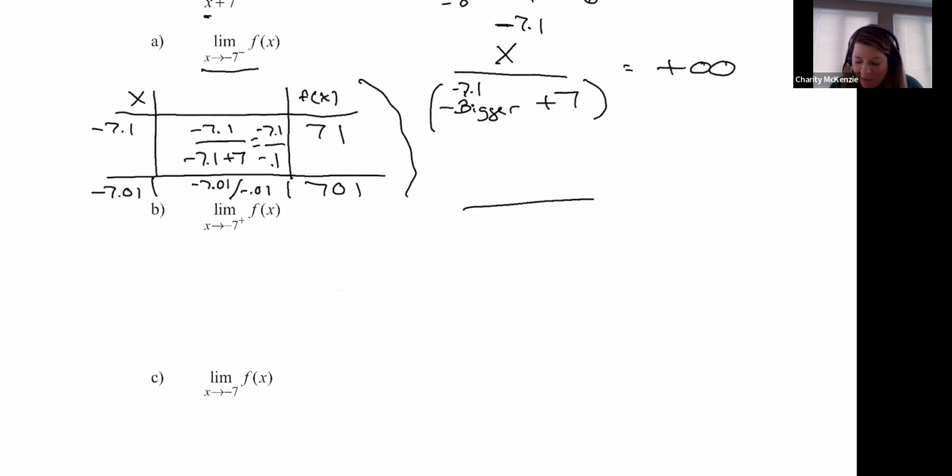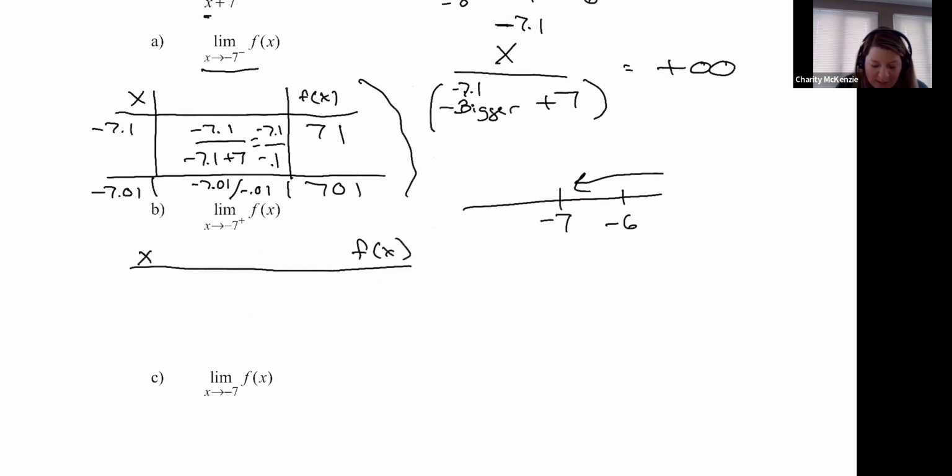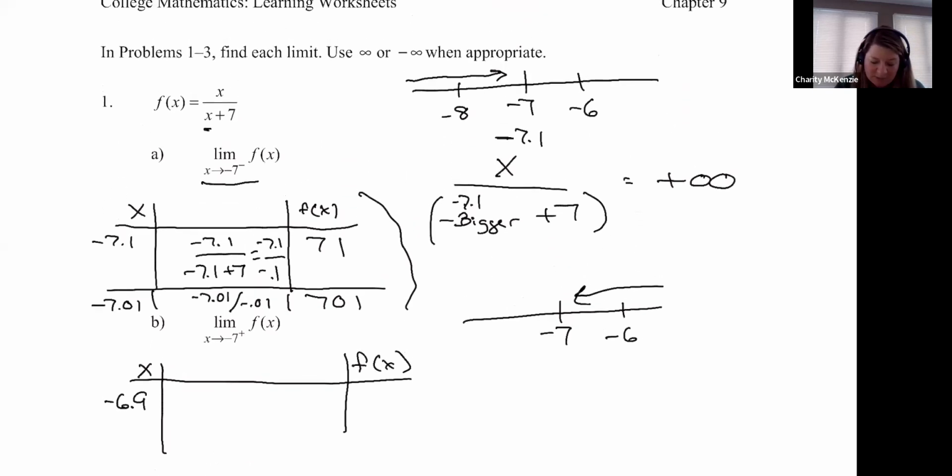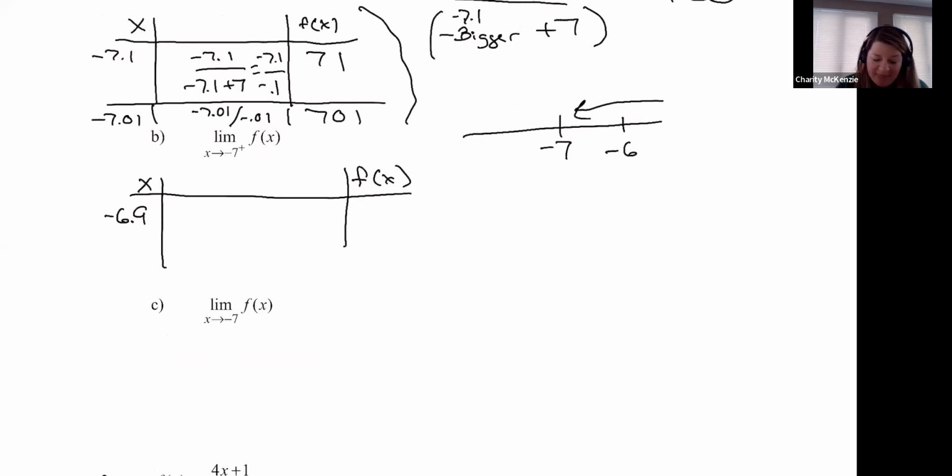Same idea, but now as we approach our -7, right? We're on this side. So we're approaching from the right side. So what number is that? If I did a little chart again, then it's going to be -6.9 and maybe -6.99. So then we're going to put that in, and we have -6.9 on top, and then on the bottom, -6.9 plus 7. So you can see this would be positive on the bottom now instead.